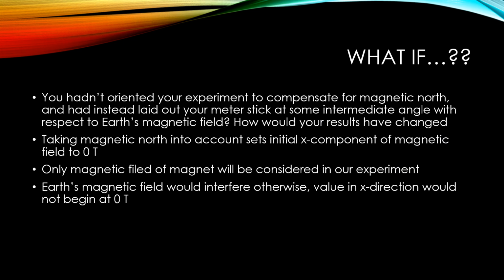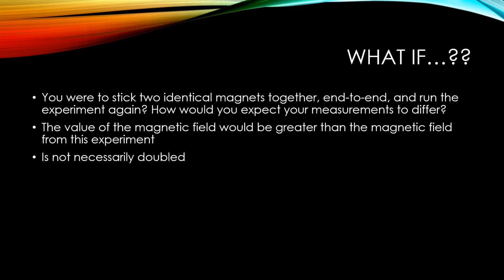So what if you hadn't oriented your experiment to compensate for the magnetic north and had instead laid out your meter stick at some intermediate angle with respect to the Earth's magnetic field? How would your results have changed? Taking the magnetic north into account sets an initial x component of the magnetic field to 0 Tesla, and only the magnetic field of the magnet would be considered in our experiment. The Earth's magnetic field would interfere otherwise, and the value in the x direction would not begin at 0 Tesla.